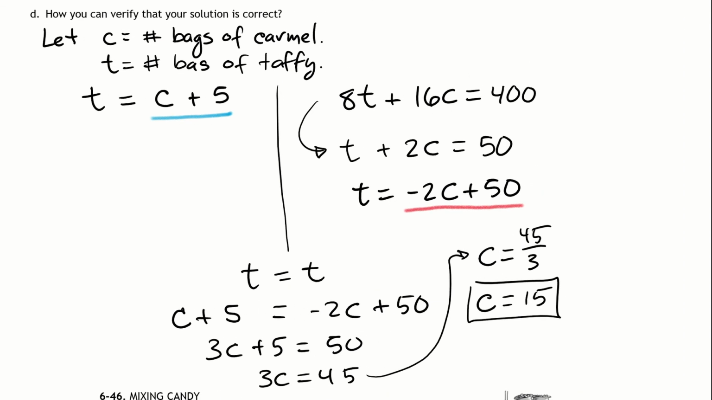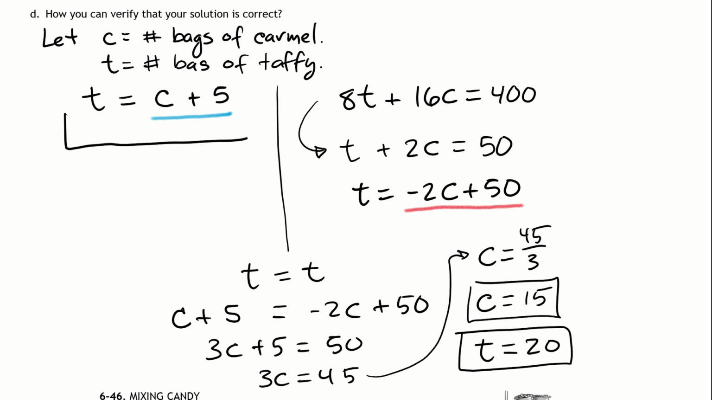And if I want to figure out the number of bags of taffy, I'm just going to add 5 to that. So my bags of taffy is C plus 5, where C is 15, so this has to be 20. So the last question up here says, how can you verify that your solution's correct? Well, two ways. Certainly this equation has to be true. If you take C and you add 5, you better get taffy. And I can see that that's the case.